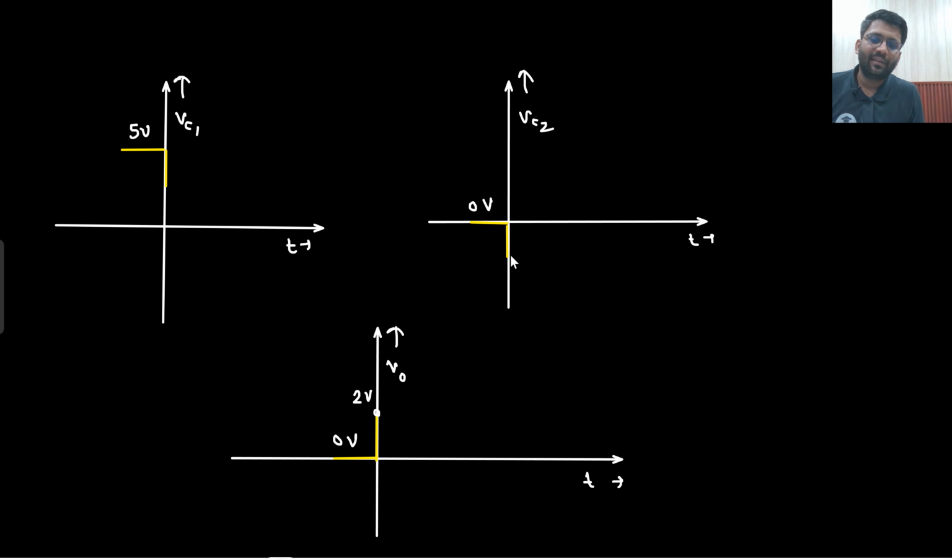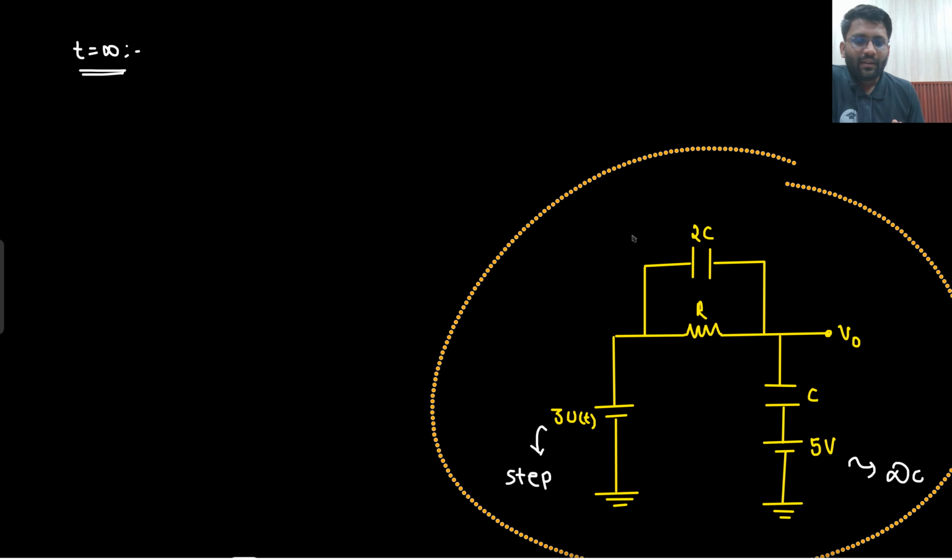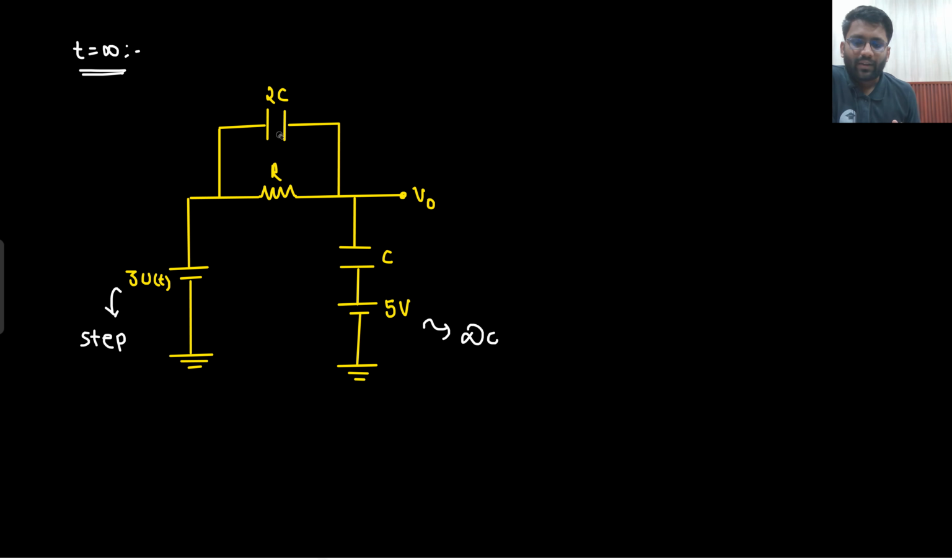Understandable? Minus 1, and this is 3 volt. Understandable? And now at infinity, you would know that at infinity, capacitor will be open circuited. So at infinity, writing down these voltages are very easy. All these voltages you can write down at infinity very easily.